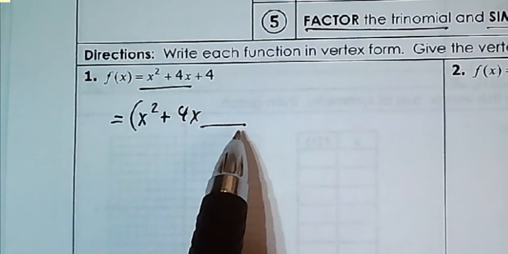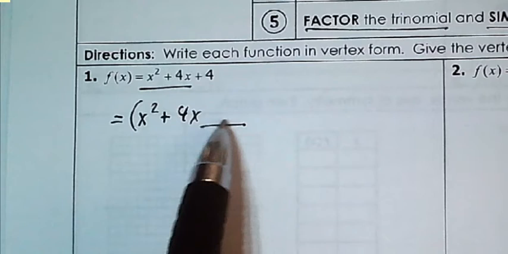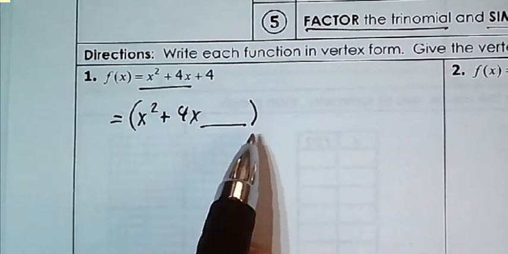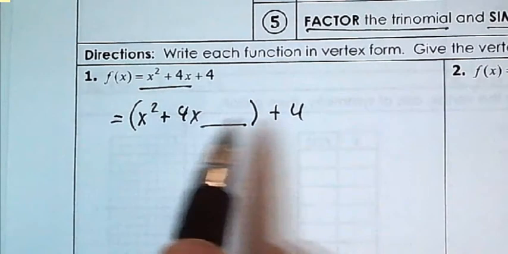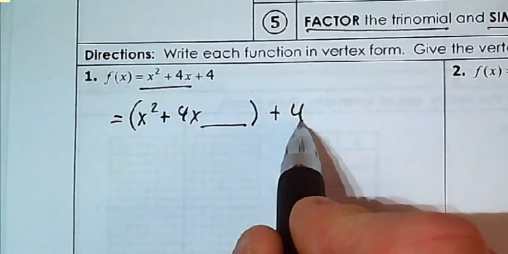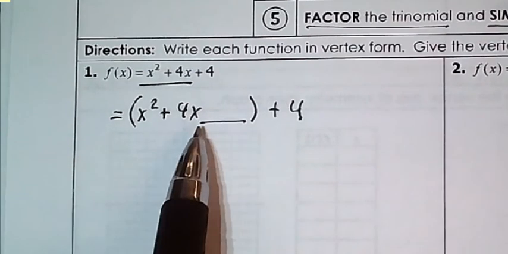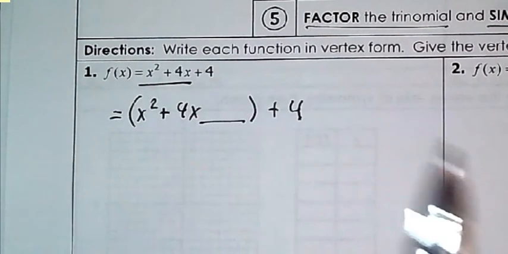There's something that goes in that blank. Well, something goes in this blank. So we're going to put a little blank, close our parentheses, and then write the last term, which is the 4, outside parentheses. You can see this starting to look like vertex form, which is something in parentheses squared plus or minus a number.